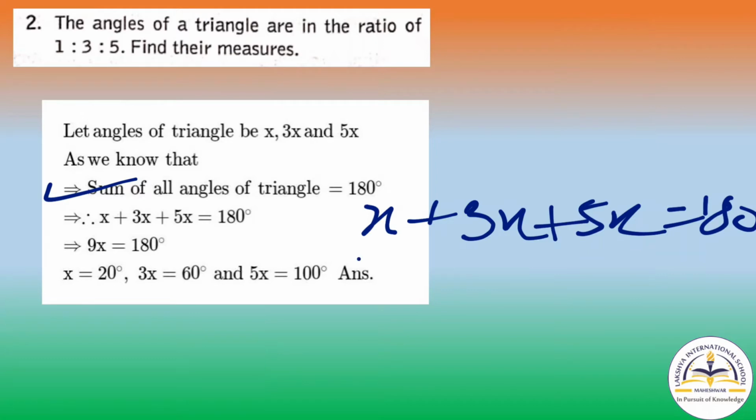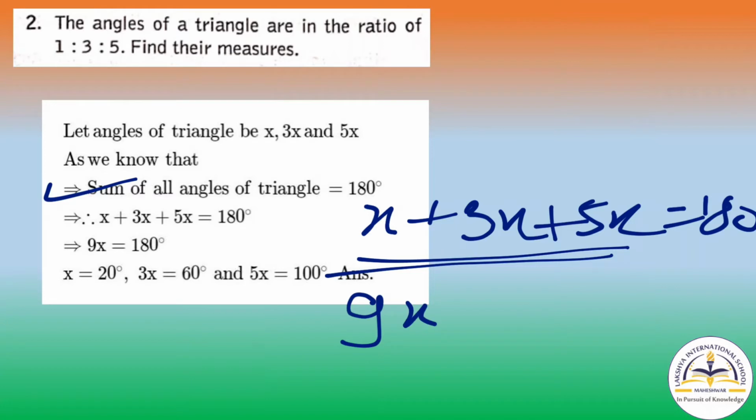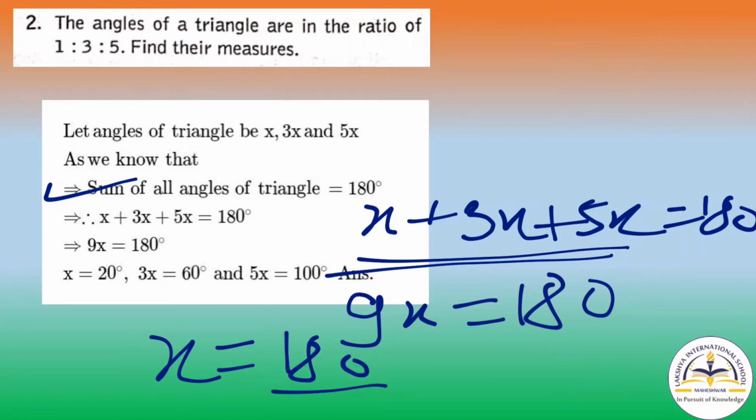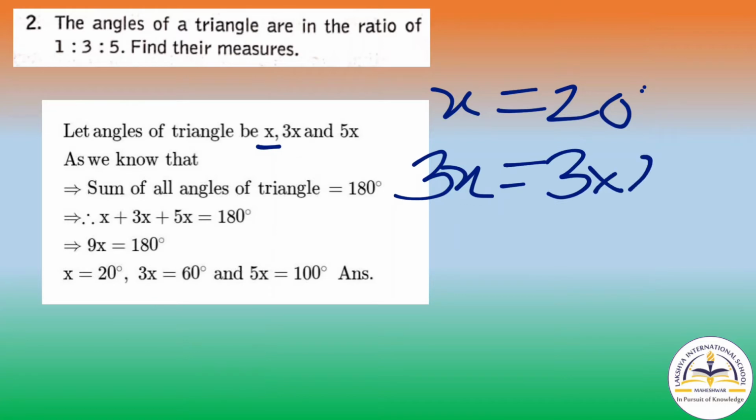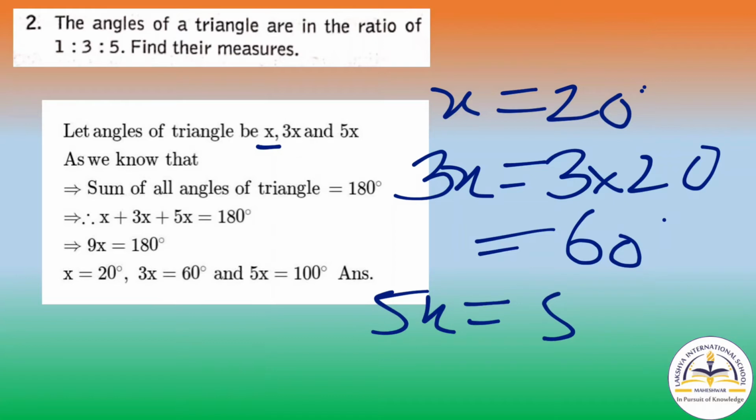Now how many x are there? 5 plus 3 is 8, 8 plus 1 is 9. So 9x equals 180. Now x equals 180 divided by 9, it means 20. So x equals 20 degrees. Now we have to measure 3x. So we multiply 3 into 20, it means 60 degrees. Now for 5x we multiply 5 into 20, it means 100 degrees.